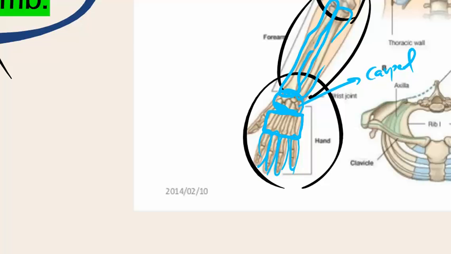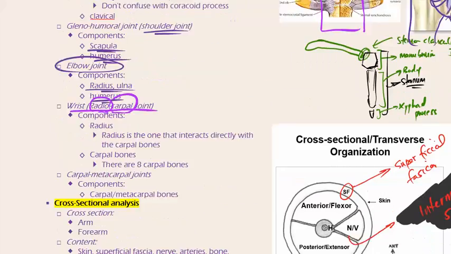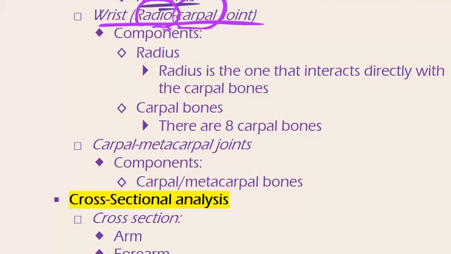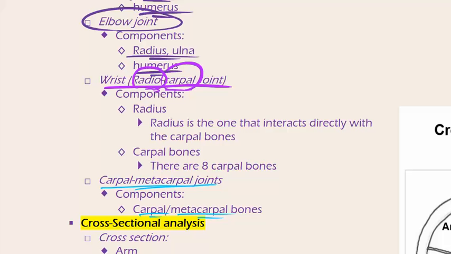But there's a joint right here, connecting your carpals with your metacarpals, right? That joint is called your carpal metacarpal joint. And then the components: you've got the metacarpal bones, and then the carpal bones. That should make sense. Then maybe it's good to know that there are 8 carpal bones.